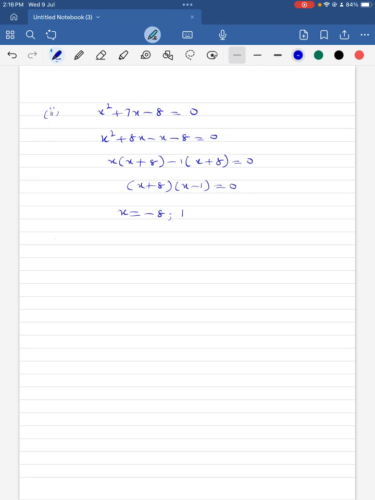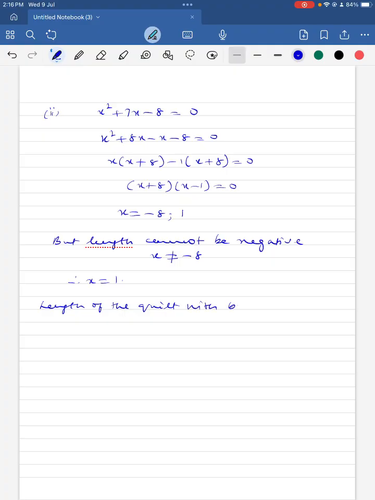Now, you know that length cannot be negative. Therefore, x cannot be equal to negative 8. Therefore, x is equal to 1. And what will be the length of the quilt with border? Length of the quilt with border is equal to 12 plus 4x. That is 12 plus 4 times 1, which is 12 plus 4, or that's equal to 16 units. Sorry, not units square, 16 units, because we're calculating the length.